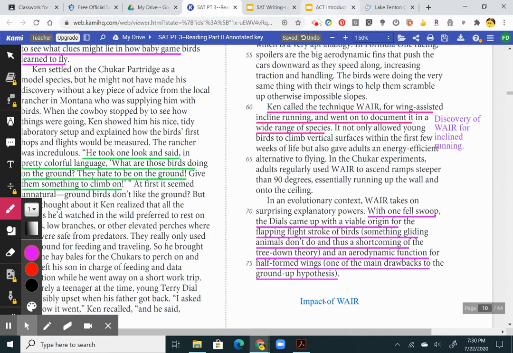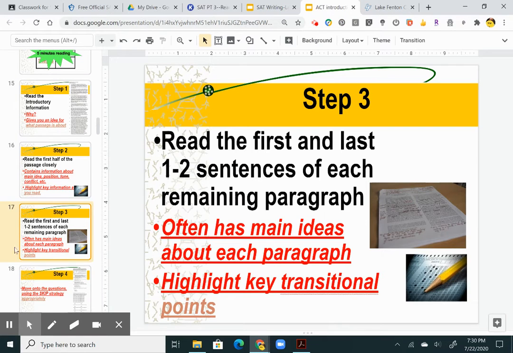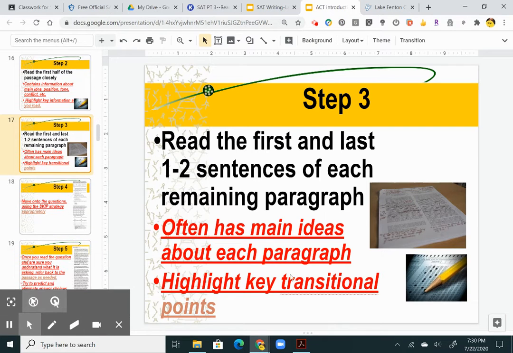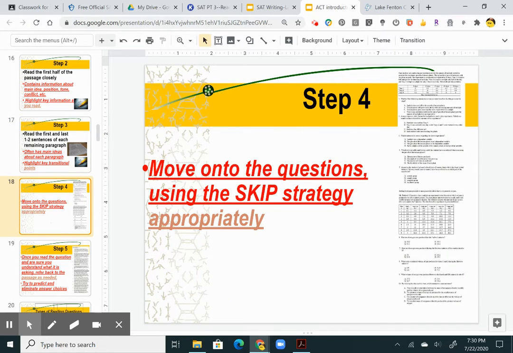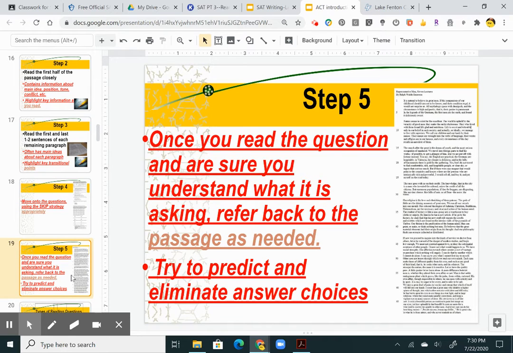So you've got step 3: read the first and last 1 to 2 sentences of each paragraph. I highlighted there the main ideas and key transitional points. And then, using the skip strategy appropriately, move on to the questions. If you need to skip some based on the more difficult questions, refer back to the passage as needed. Try to predict and eliminate answer choices once you read the question and are sure you understand what it's asking.